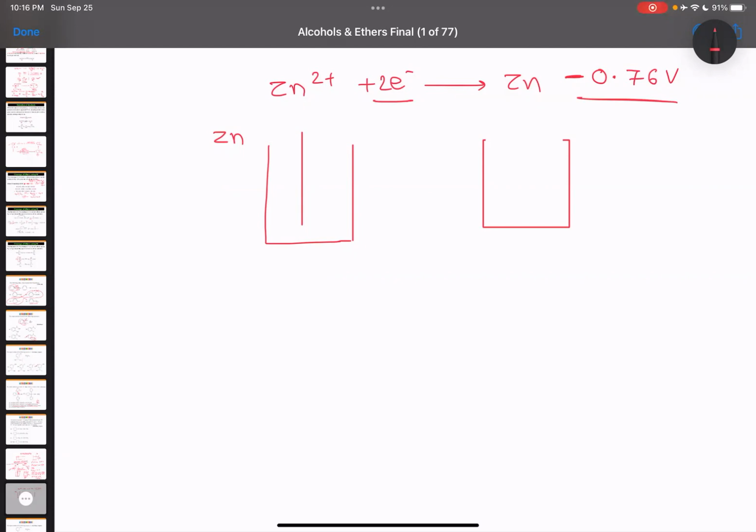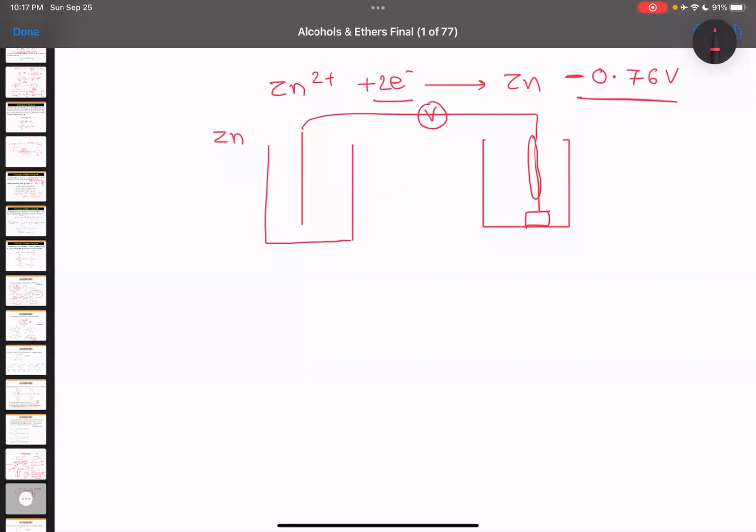If it has less tendency to accept electrons, that is equivalent to saying that it has more tendency to lose electrons. The standard hydrogen electrode is the reference that has neither tendency to gain or lose, but zinc, being more electropositive, has more tendency to lose electrons. So the zinc is going to act like an anode, and the standard hydrogen electrode is going to act like a cathode. You measure the voltage over here.